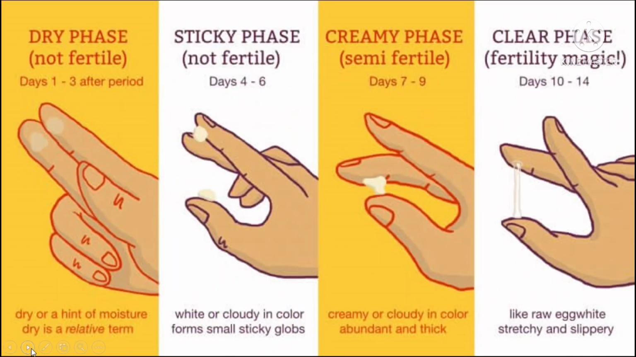Ayan, so we have here yung phases, okay, sa babae. We have dry face, sticky face, creamy face, clear face. So kapag day 1 to day 3 after ng inyong period, yung fluid na lumalabas, ibig sabihin nun, dry face siya, not fertile. Okay? Not fertile kayo nung time na yan. And then, day 4 to 6, not fertile pa rin kayo. Okay? And then, sa day 7 to 9, semi-fertile na kayo sa days na to. Okay? Kaya siya nanawag na creamy face. And for days 10 to 14, fertility or fertile na kayo sa moment na to. Okay? So, may tendency na kapag nagkaroon ka ng sexual intercourse with your partner, mabubuntis kayo. Okay?